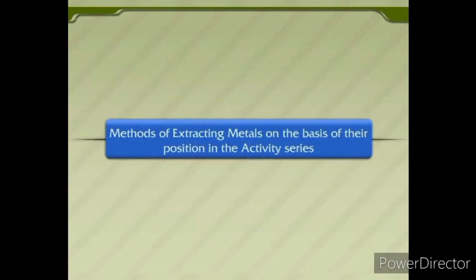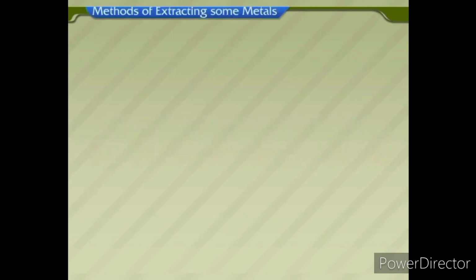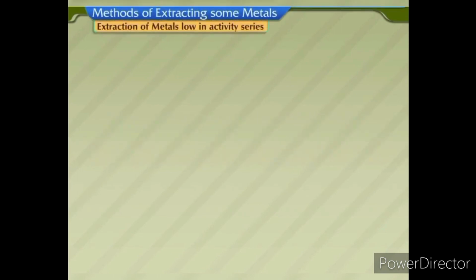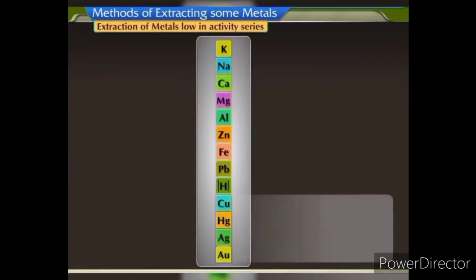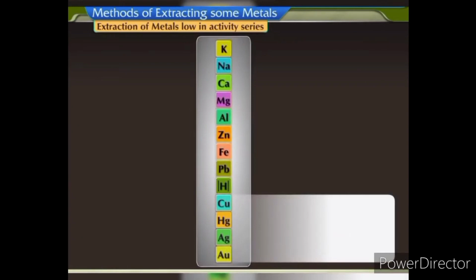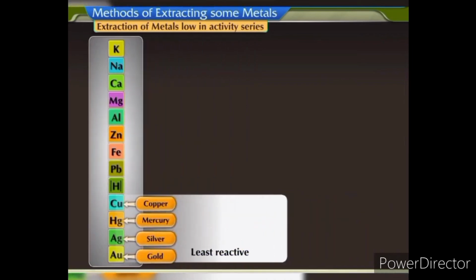Methods of extracting metals on the basis of their position in the activity series. Extraction of metals low in activity series. Metals placed at the bottom of the activity series are the least reactive. For example, copper, mercury, silver and gold. These metals can be extracted from their oxide or sulfide ore by just heating them in air.